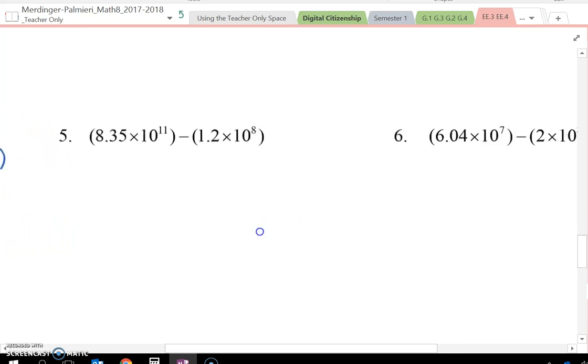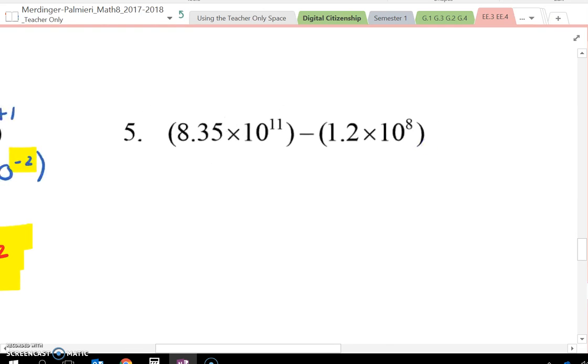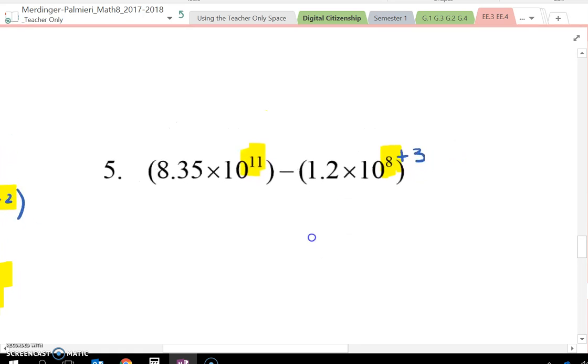Let's look at actually number 5, because we have a couple of moves there. So identify your exponents. I have 11 and 8. 8 is the smaller one. In order to bring it up to an 11, I want to add 3. And because I have 3 decimal places to add, I'm going to rewrite this down here. So I have 1.2, and then adding my spaces, I'm moving to the left. So adding 1, 2, and 3 spaces means I'm filling in with some zeros.